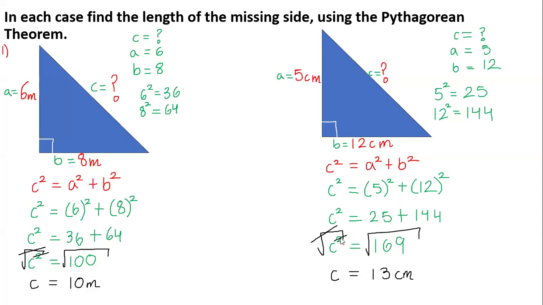We cancel off the square with the square root. Then we say the square root of 169 is 13, and this is because 13 times 13 gives us 169. That's how we got c is equal to 13. Does that make sense to you?